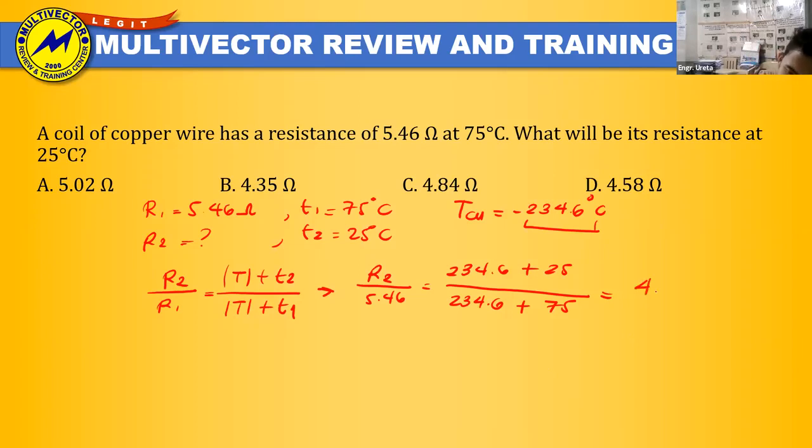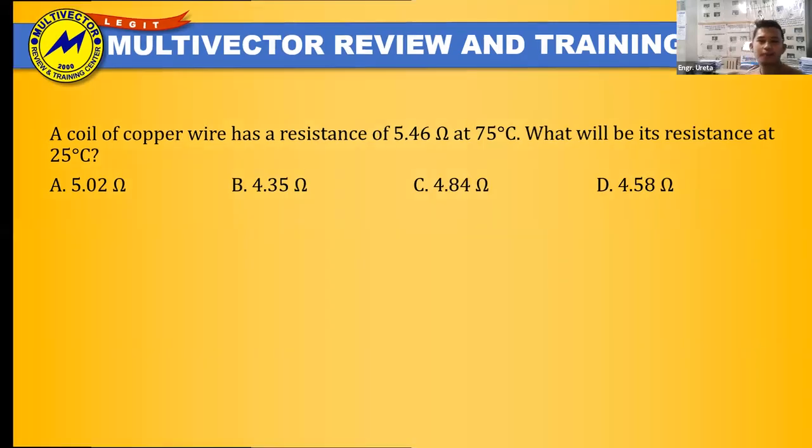4.58 ohms, so letter D. That is problem number 27. Next, problem 28.